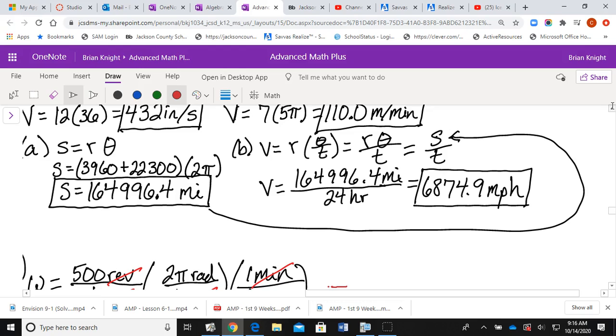All right. Y'all have 13 through 33 odd. I'm sorry there's not as many as you like usually. You know, I could give you more. You can do the evens if you want to for fun.